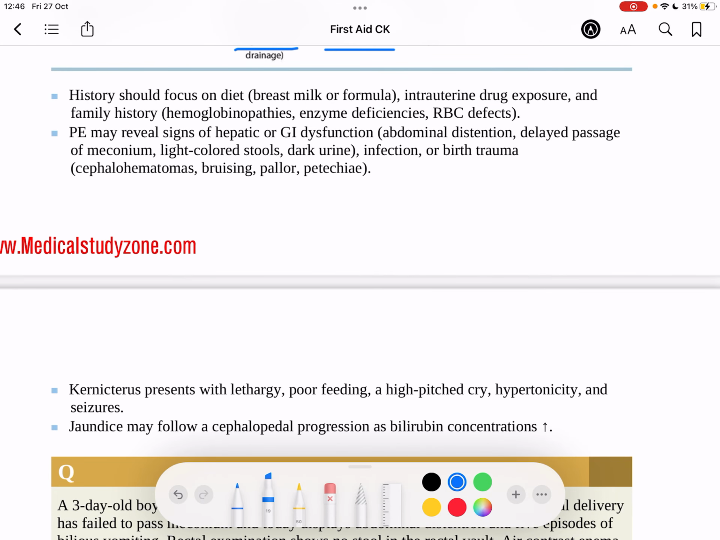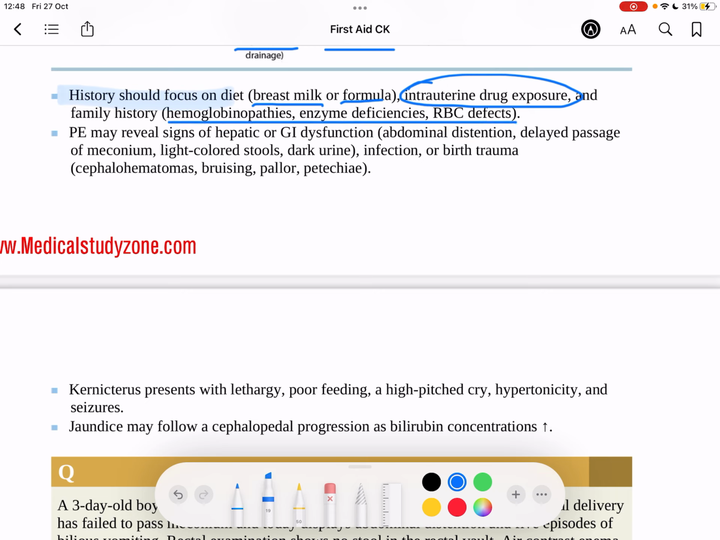When we do have a baby with jaundice, a history should be done, and that should be focusing on the diet, because maybe it's to do with the breast milk. Maybe they're not breastfeeding enough, or maybe they are breastfeeding too much, right? So getting whether it's breast milk or formula. Get an idea for intrauterine drug exposure as well. Also get a family history. Remember all those causes of hemolysis? Maybe we have hereditary spherocytosis in the family. Maybe we have glucose 6-phosphate dehydrogenase deficiency in the family. Maybe we have alpha thalassemia in the family. So get a good family history of all of these things.